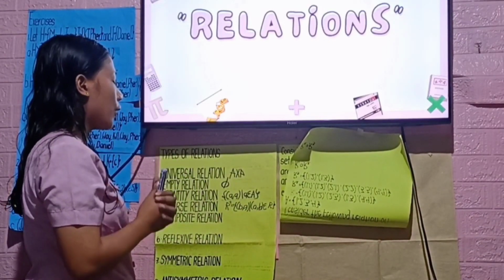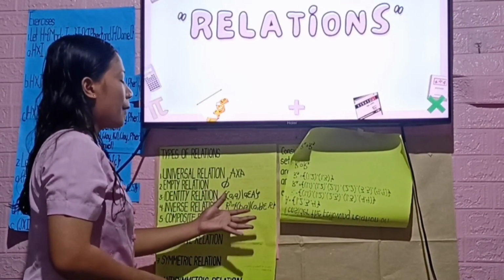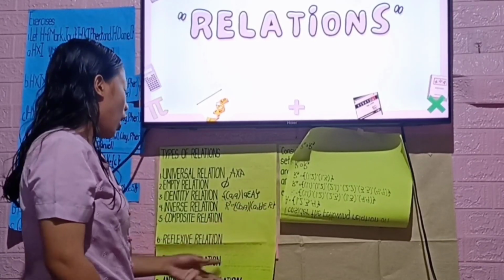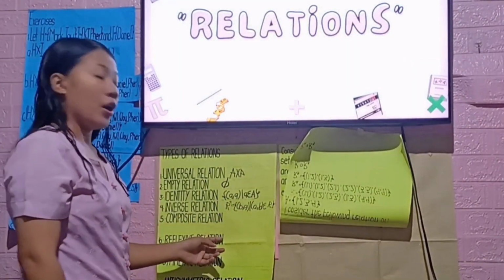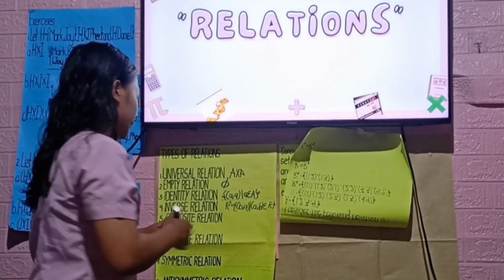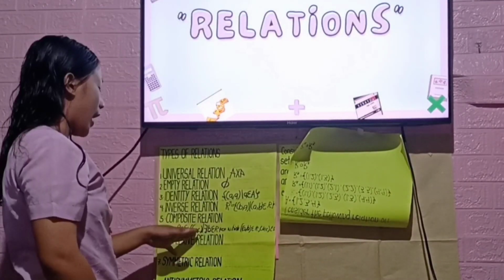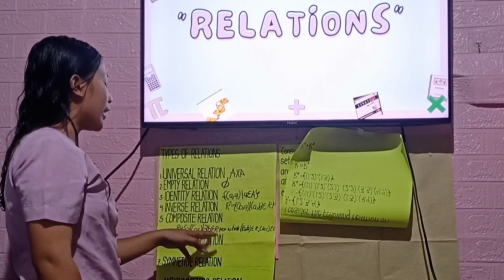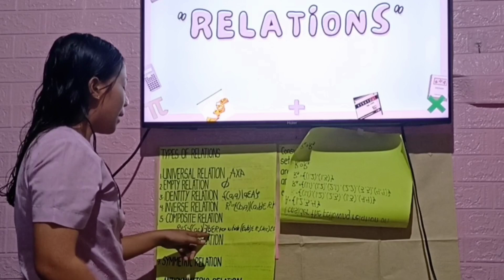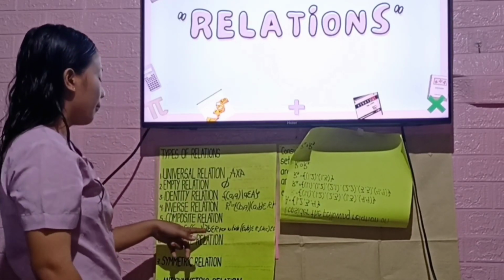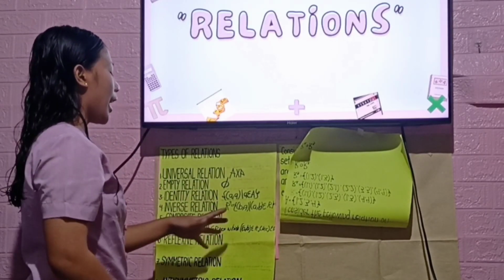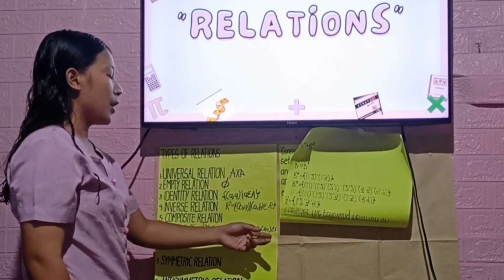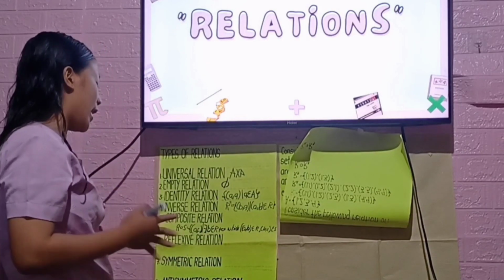The inverse of R is the set of B, A such that A, B is an element of R. So, in our number 5, the composite relation of R and S is the set of A, C such that there exists an element B where A, B is an element of R and B, C is an element of S.